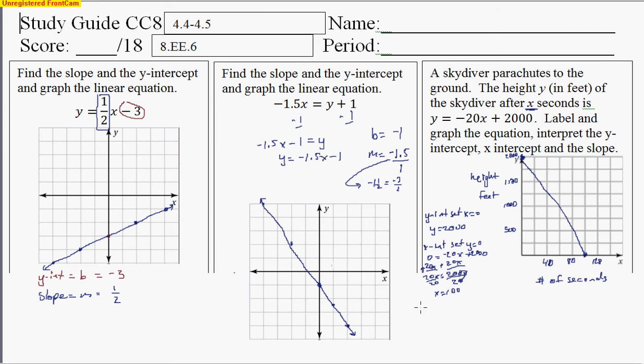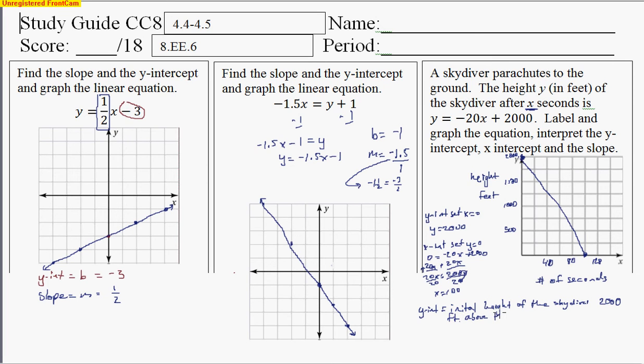So the y-intercept is our initial value. So y-intercept equals the initial height of the skydiver, where the skydiver took off. And so he was either in a plane or on a mountain, wherever he was, 2,000 feet up above the ground. So initial height of the skydiver, 2,000 feet above the ground.